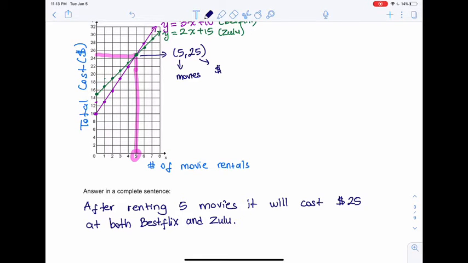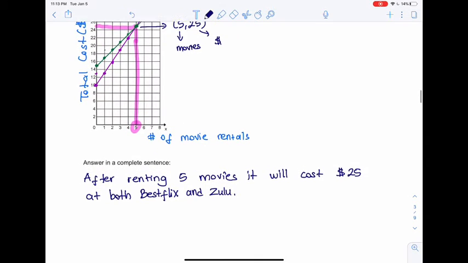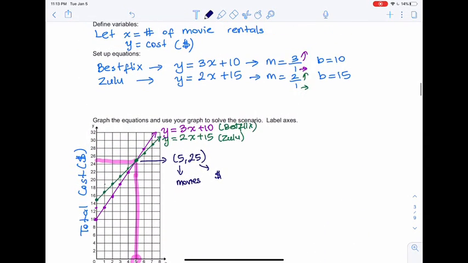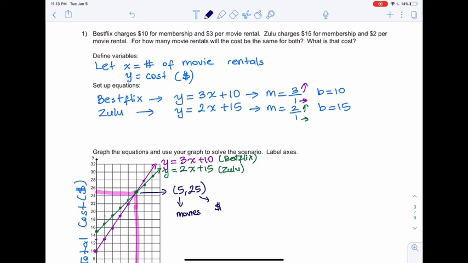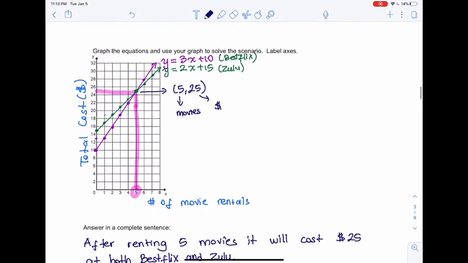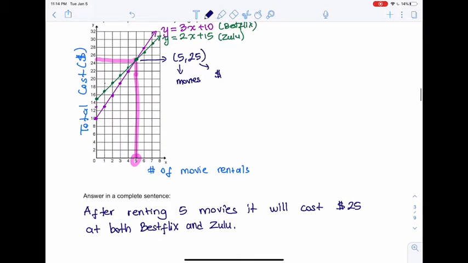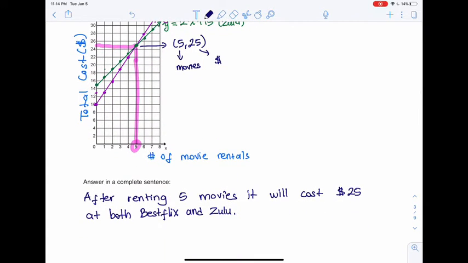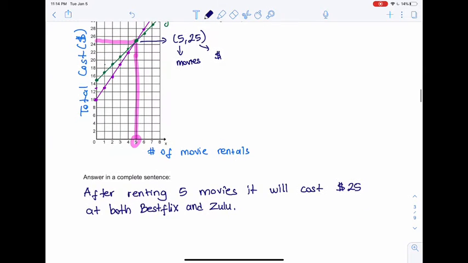Okay, let's continue with the second question. Please make sure to follow the same formatting steps for the next questions. Define your variable, set up your equations, and if you need to graph, you can graph, but make sure to show your work if you're not graphing to solve the equations. And then make sure to complete your question by writing your final answer in a complete sentence form.